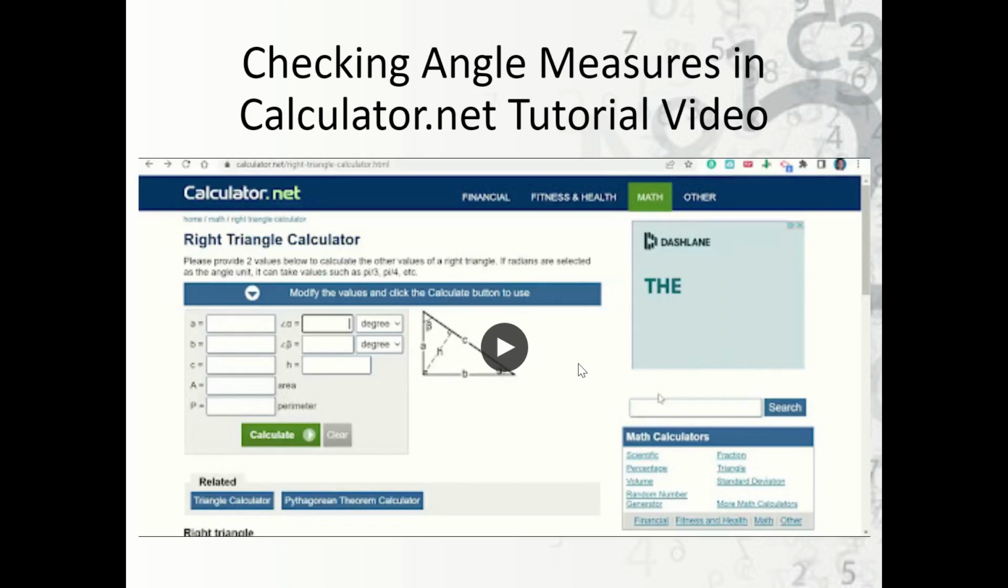There's a video here that shows you how you can check angle measures in calculator.net. So you can watch this video and see how you can check your work using calculator.net.